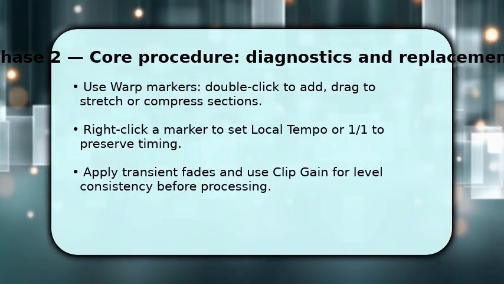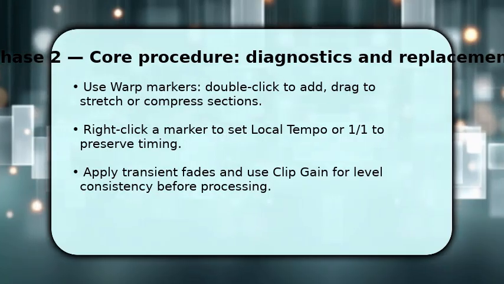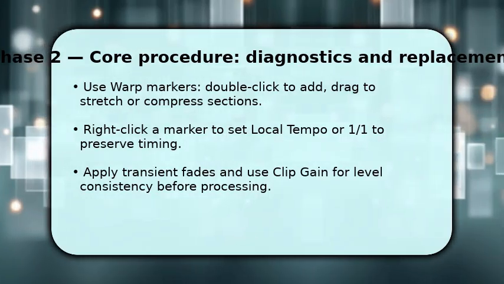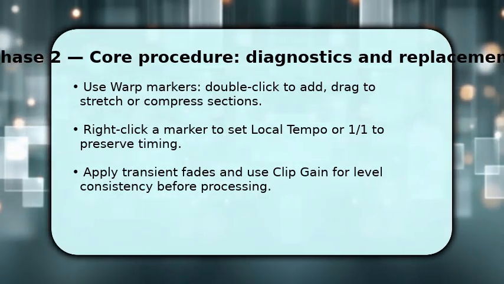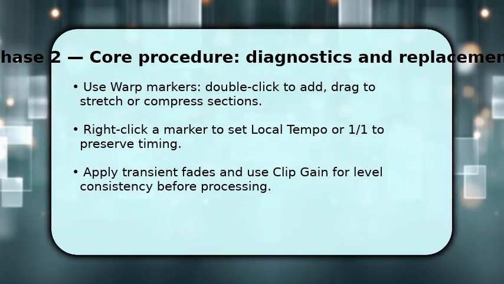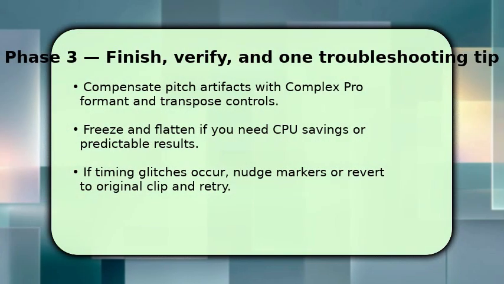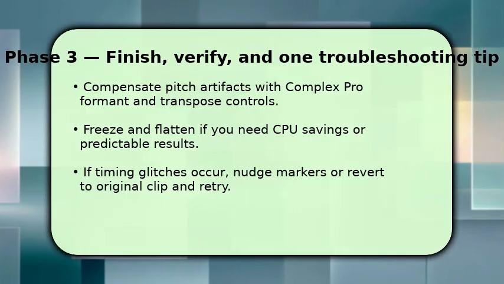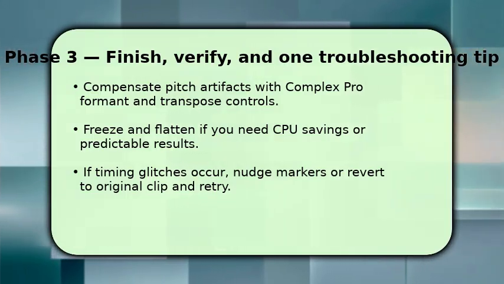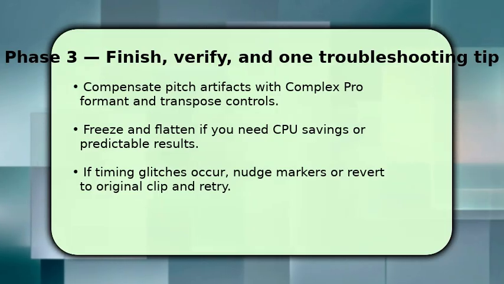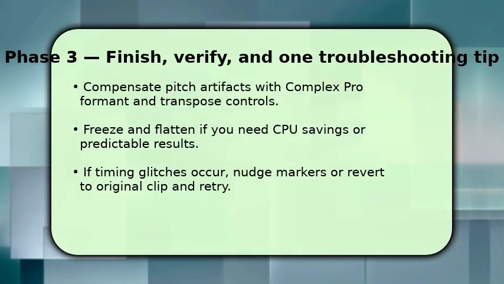Also apply small clip fades and normalize clip gain to prevent clicks and level jumps. Once comfortable, audition against the beat and tweak marker positions for natural feel. Finish by smoothing artifacts. Enable Complex Pro format control or apply small transpose adjustments to mask warping coloration. This helps preserve vocal timbre.